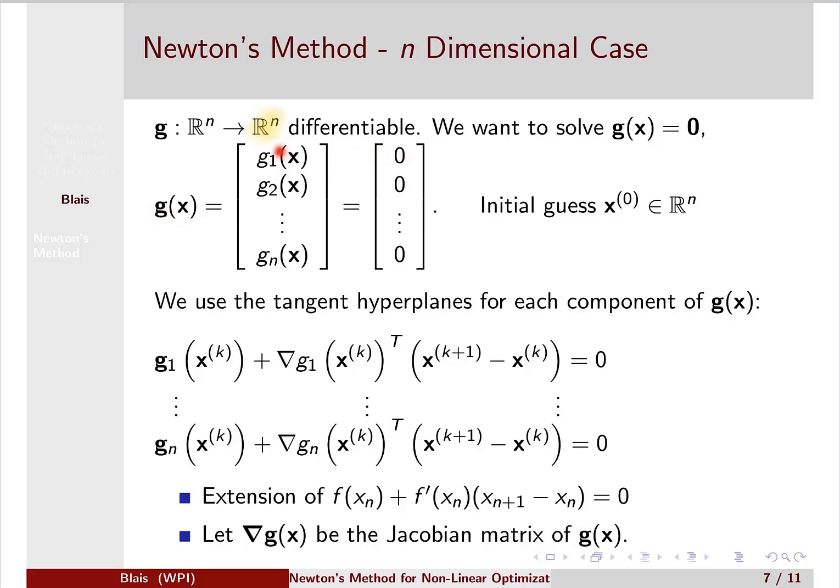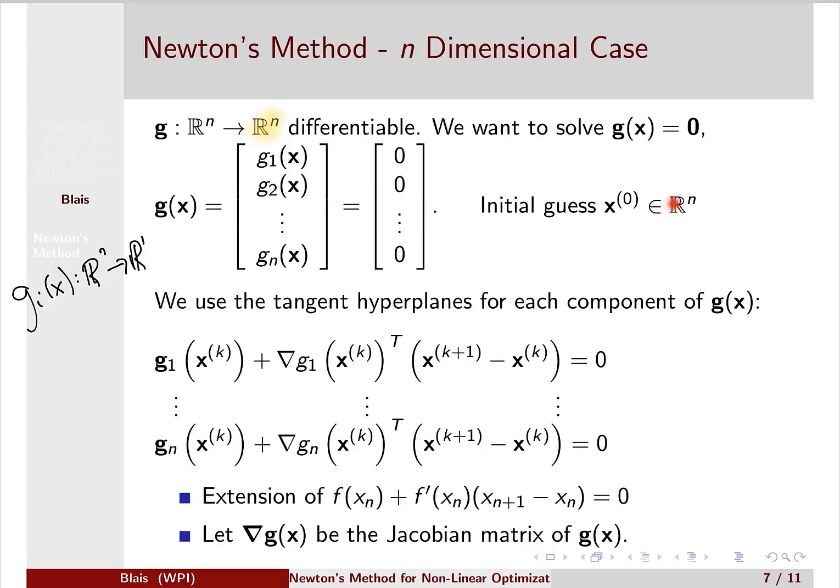G of x here gives you an n-vector, g1 of x, g2 of x, up to gn of x, where each one of those individual g sub i's goes from Rn to R1. So each entry here, when you give it an x, is a scalar. And our goal is to solve this system of equations, starting with some initial guess x naught. So that's a vector as an initial guess.